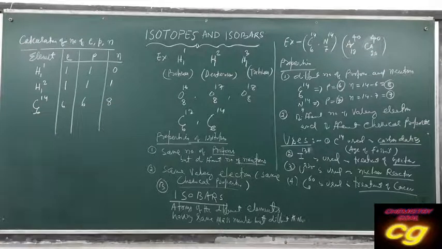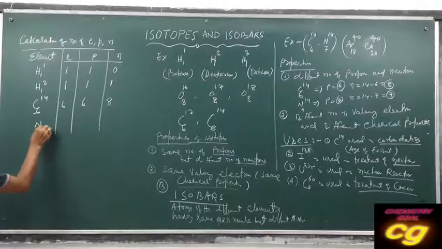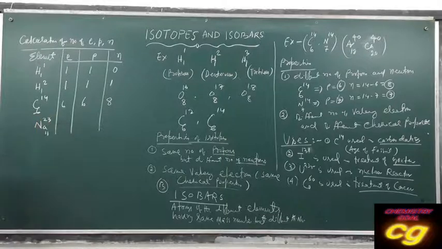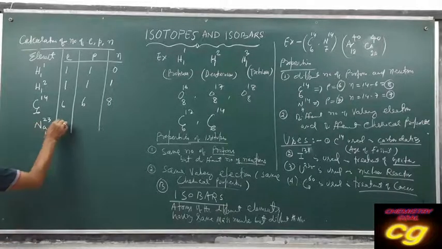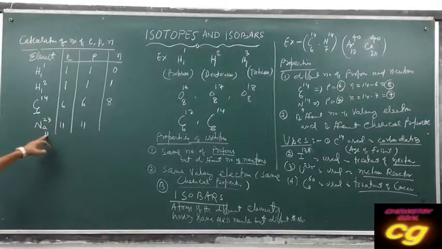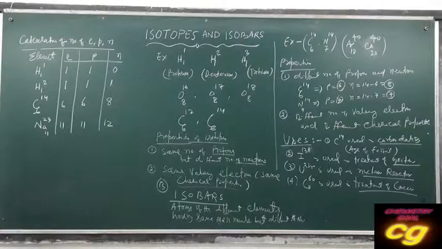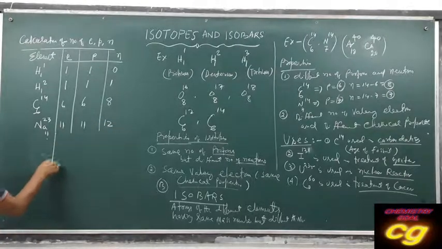This is the calculation of the number of protons, electrons, neutrons. But if an ionic species is given, for example, let it be sodium 11 23. Take sodium 23 isotope. Sodium 23 means 11 electrons, 11 protons. But how many neutrons? 23 minus 11, that is 12. 12 is the number of neutrons.